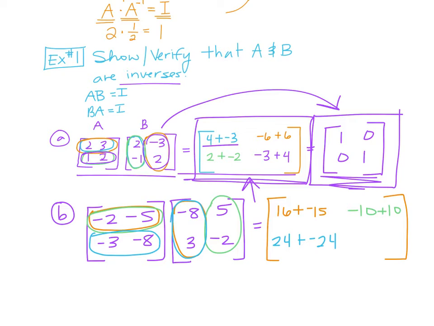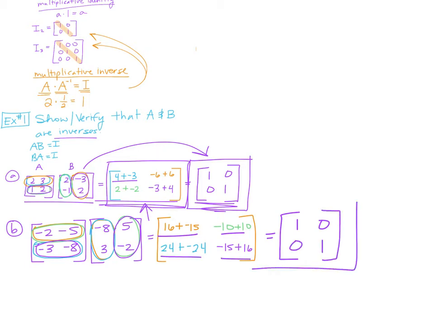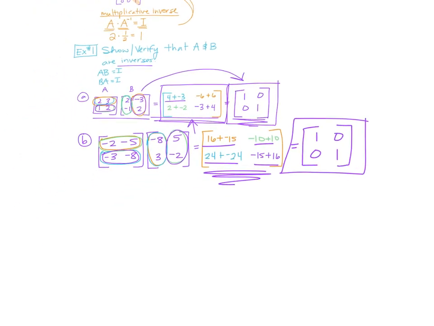And then for our last one, it's the bottom row with the second column. So second row, second column, we would do -3 times 5 is -15. And then -8 times -2 is +16. And again, if we simplify this, we get 1, 0, 0, and 1. So this is our verification. Again, I want to see your work on this. I want to know that you know how to multiply these matrices, okay?